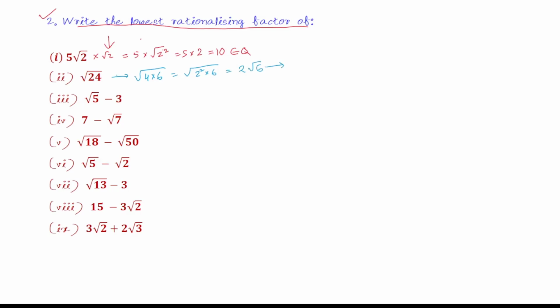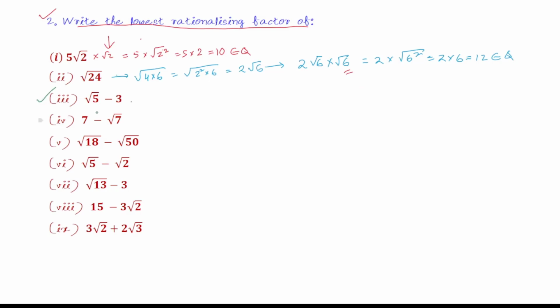Now if we multiply this 2 root 6 by root 6, then it will be a rational number, and this will be equal to 2 multiplied by root 6 squared, which is 2 multiplied by 6, equal to 12. So this is a rational number. So the lowest rationalizing factor is root 6.